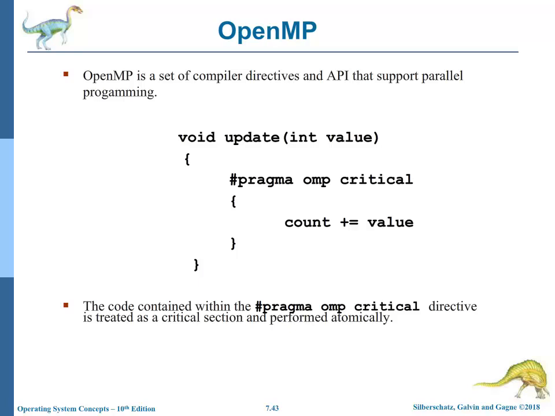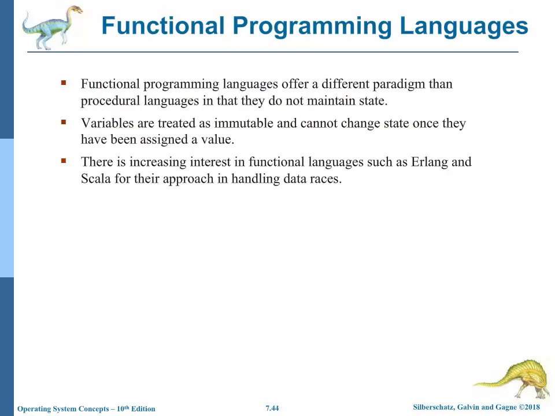OpenMP is a set of compiler directives and an API that support parallel programming. The directive is #pragma omp critical, with an optional name, which can be used to identify the critical region. The omp critical directive identifies a section of code that must be executed by a single thread at a time.